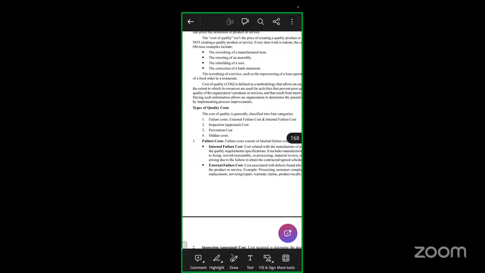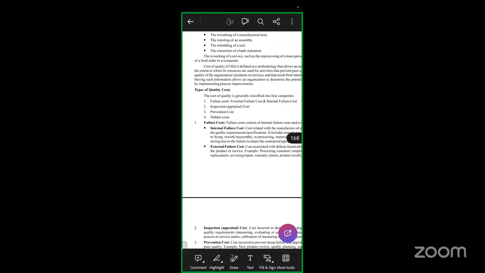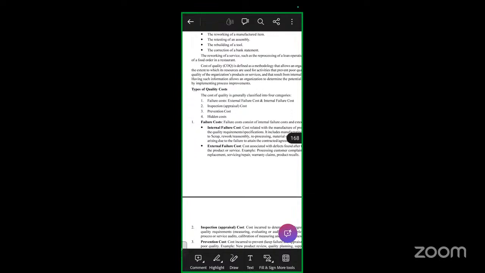So here are the types of quality cost: failure cost, like external failure or internal failure cost, inspection cost, that is appraisal cost, prevention cost, and hidden cost.